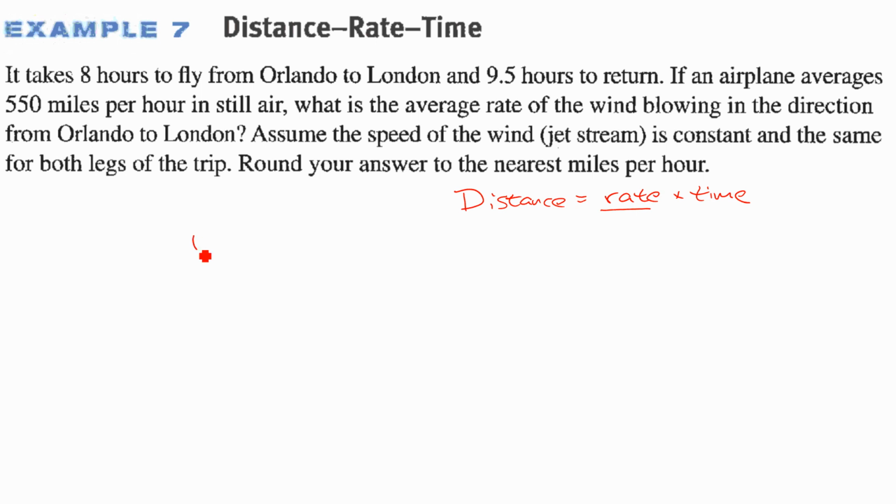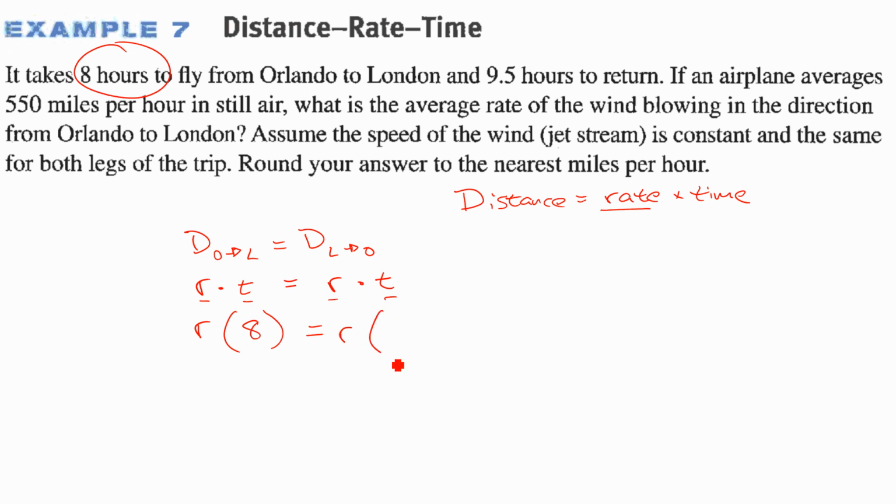All right, so if we agree that the distance from Orlando to London is the same as the distance from London to Orlando, then we can say rate times time should equal each other. But they're going to be different rates and different times. So on this first one, it took 8 hours to go from Orlando to London, and on the return it took 9.5 hours. All right. So now we've got to figure out what the different rates are.